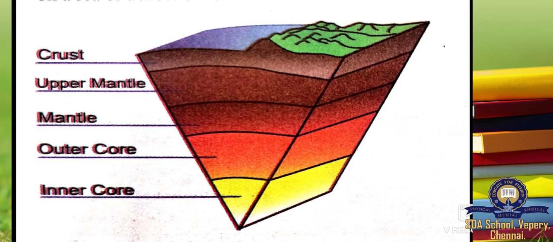Next we see about the core. The innermost layer of the earth is called the core. The core is also divided into two parts. The outer core, which is rich in iron, is in liquid state. The inner core, composed of nickel and ferrous, is solid in state. The center core has very high temperature and pressure.